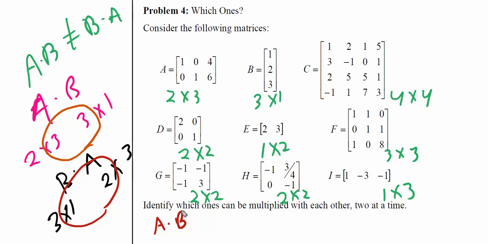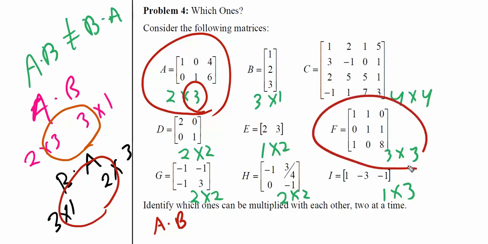Now, if we consider this further, A ends with a 3. So if we considered any other matrices whose dimension begins with a 3, they could be multiplied by it. So looking at what we have before us, the only other matrix that we could multiply A by in that order would be F, because of that 3 that it begins with in the dimension. So we can do A times B, we can do A times F.